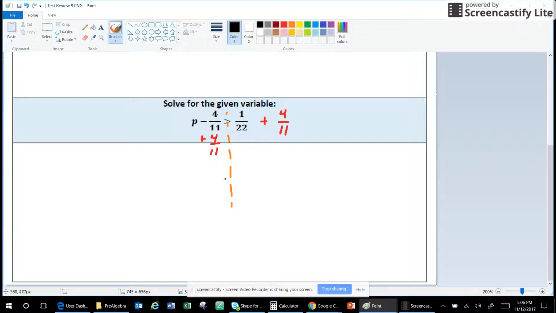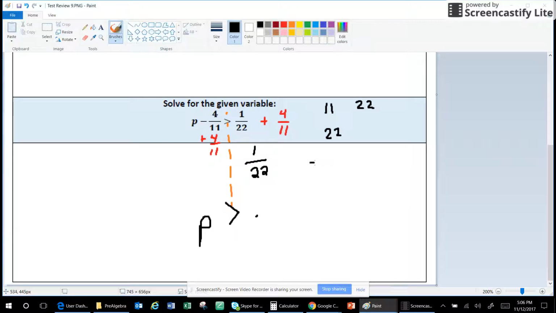I do not have a common denominator, but I did not multiply or divide by a negative number, so I can just keep the symbol the same. And now I'm saying, okay, what's going to be the least common denominator between 11 and 22? And it's going to be 22, because if I start counting by 11s, I'm going to hit 22. So I need both of these fractions to turn into 22 on the bottom.